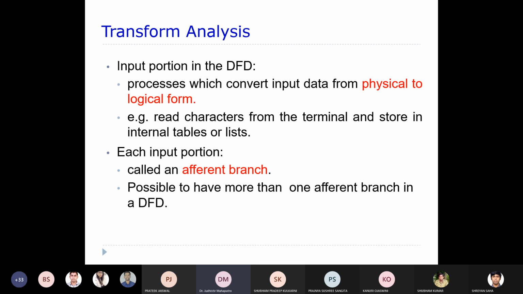For example, you read characters from the computer terminal, maybe from the keyboard, maybe A, B, C, 1, 2, 3, 4, all those things, and then you store them in your internal tables, lists or data structures. So you do the transformation, converting physical to logical. These sorts of processings are called the afferent branch. Sometimes you have many afferent branches because you have many physical inputs for a particular system.